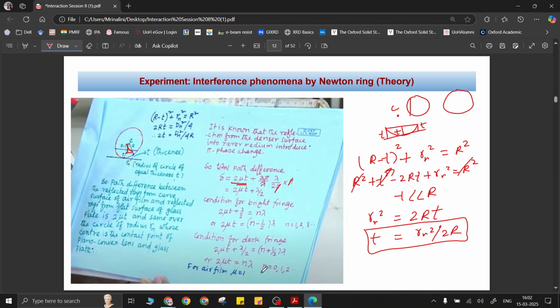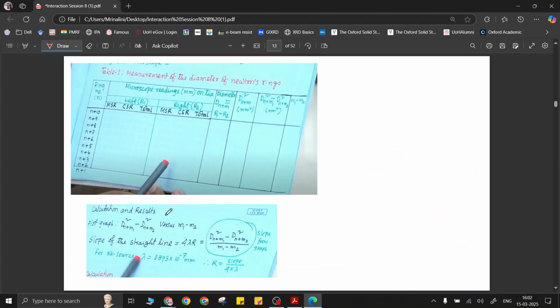And for the air film we are talking about here, the refractive index is 1, so 2t becomes n lambda for a dark fringe, and 2t becomes n minus half, or n plus half, times lambda for a bright fringe. So this is how the conditions work out for this Newton's ring experiment. Okay, so this was about the experiment.